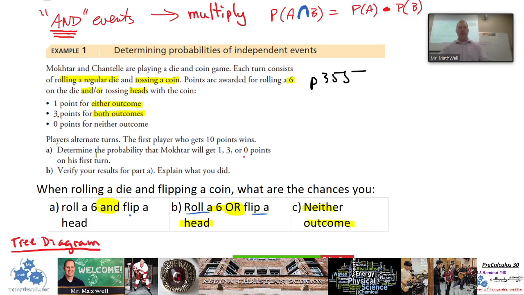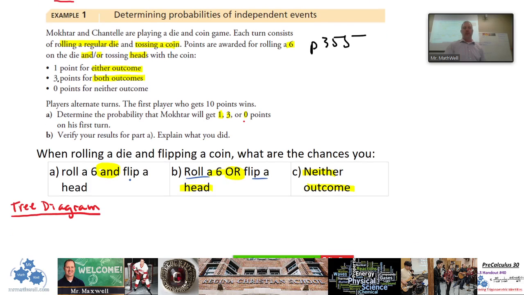So players alternate turns. The first player who gets 10 points wins. This is a game that you guys could play, right? We can actually play this game. We won't today. But it says determine the probability that Mokhtar will get 1, 3, or 0 points on his first turn. Which one would he get?